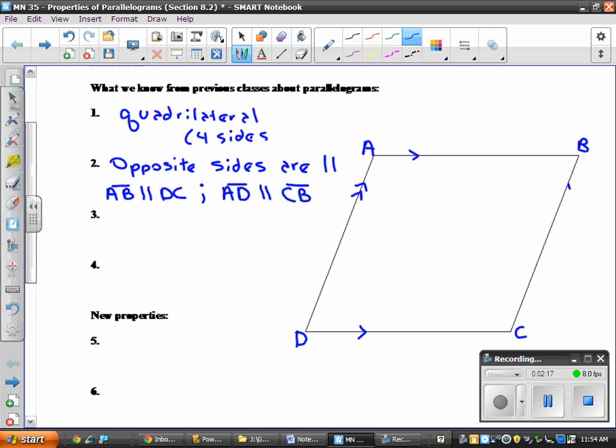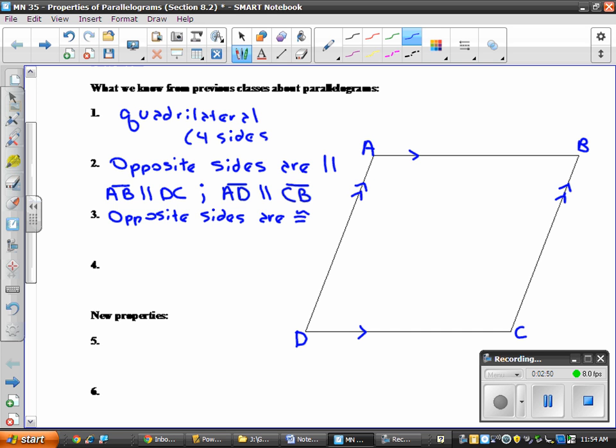And these two segments are parallel. Okay, so that should not be anything new, but again, the notation is a little bit more up to par. Number 3, the next thing we talk about, what you already know, is that opposite sides are congruent. So not only are they parallel, but they are also congruent.